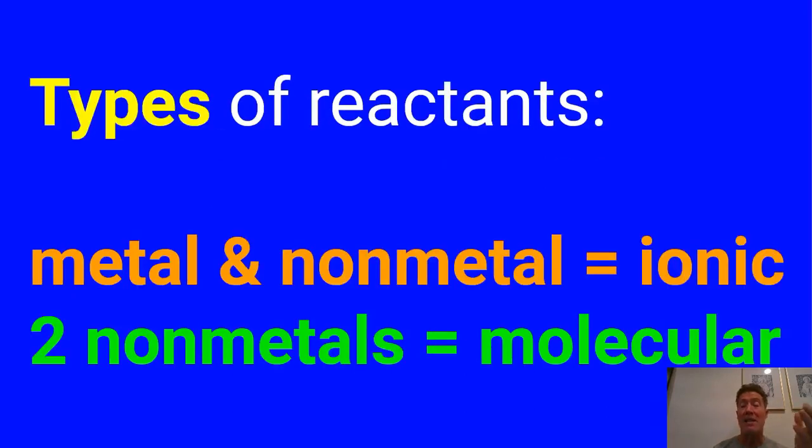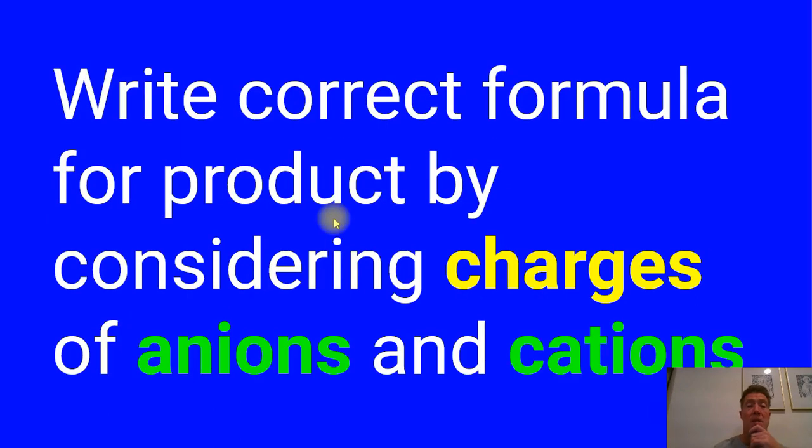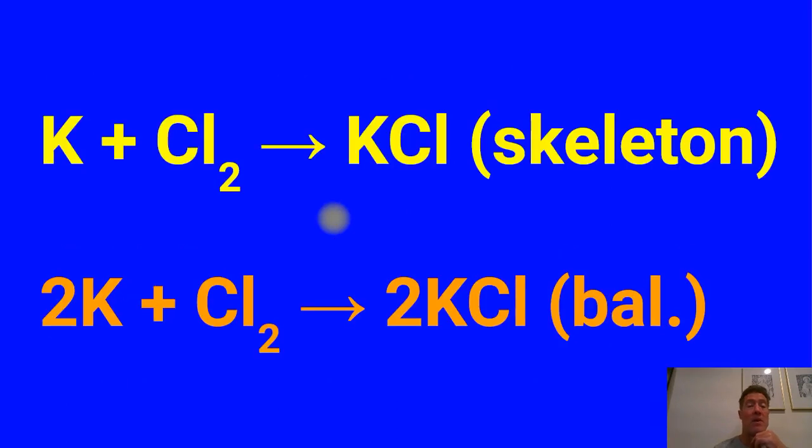What's the type of reactants used? If we're making something out of a metal and a non-metal, it's going to be an ionic compound. If it's made out of 2 non-metals, it's going to be a molecular compound. So potassium reacts with chlorine to form an ionic compound. You have a metal and a non-metal. So we can write the correct formula for the product by considering the charges of the anions and cations. So in this case, we have potassium combining with chlorine to make KCl.